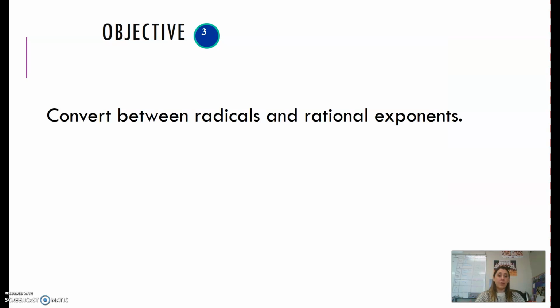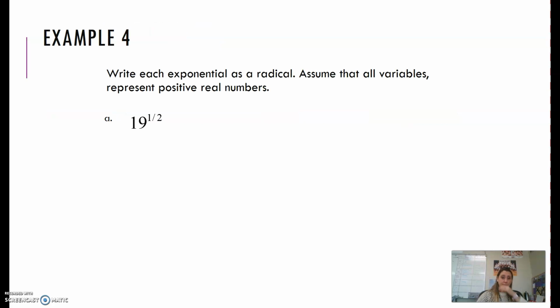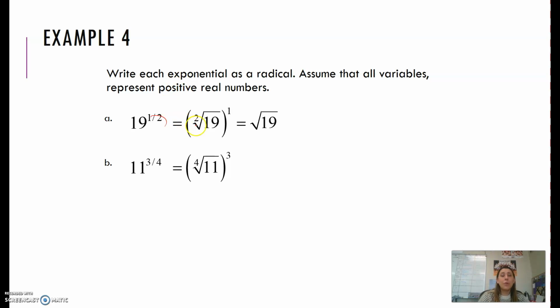So there we go. Now we're going to convert between radicals and rationals. All right, we already know how to rewrite this. This is my root and that is my power, so I'm going to take the square root of 19. That's all we're doing on these two slides. How about this one? Well, that's going to be the fourth root of 11 cubed. Fourth root of 11 cubed. Yep, that's it.